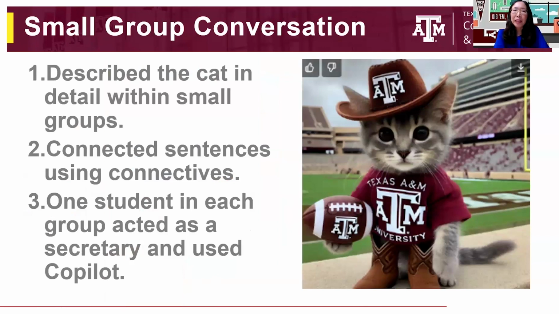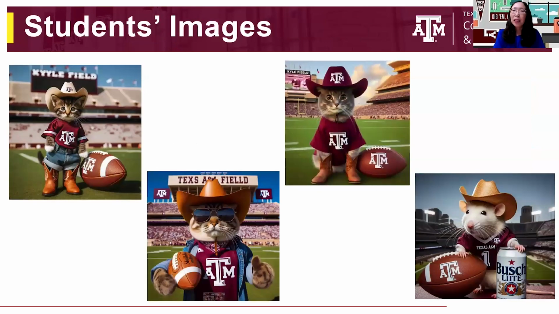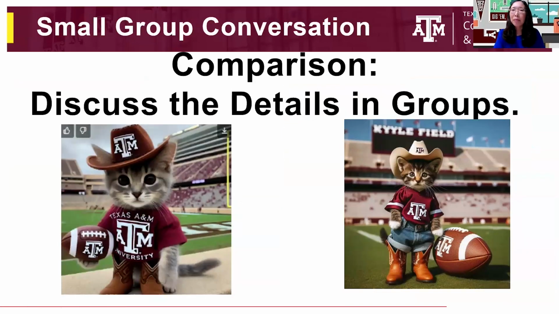As a warm-up activity, my students described the cat in detail within small groups in the target language. They needed to connect sentences using connectives. One student in each group acted as a secretary and used Copilot to generate an image. This was an example of my students' work. A student noticed that after they typed Kyle Field in Japanese, Copilot didn't spell Texas A&M Kyle Field correctly. Then as a next step, students compared their image with my image, and they talked about the details.